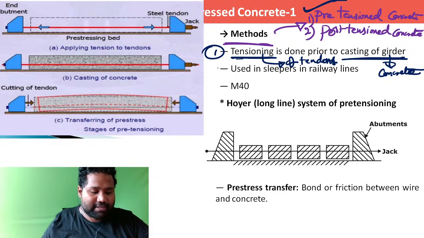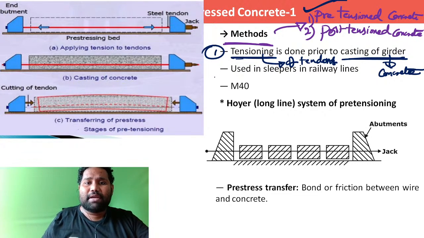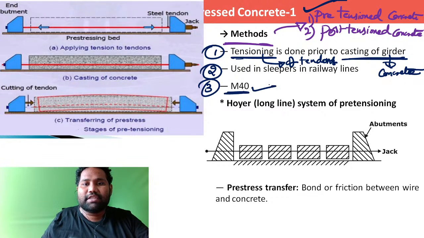I hope you might have seen railway sleepers. I hope you know railway sleepers. The railway sleepers are actually made from this pre-tensioned concrete. What is the minimum grade of concrete that we can use for this pre-tensioned concrete? The minimum grade is M40.